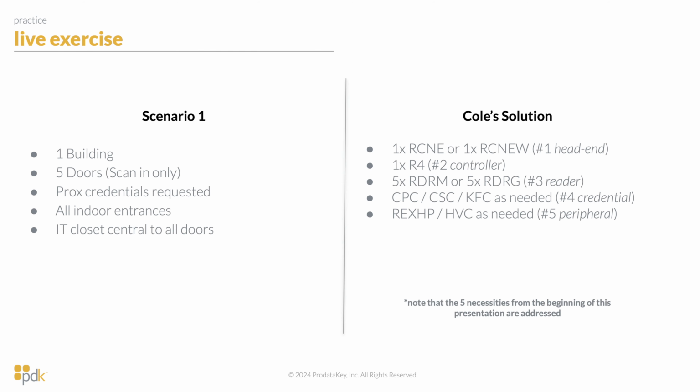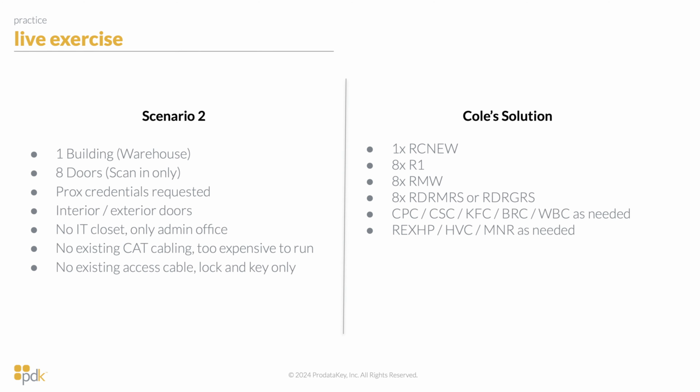All right, getting into scenario 2, JR has already beat us to the punch here. Number 2, RCNEW, 8 R1s, 8 RMWs, and that's covered by the heart icon, which is super obnoxious. Let's see, RDRM and 8 REX HPs. So Jordan, let's move into scenario 2.